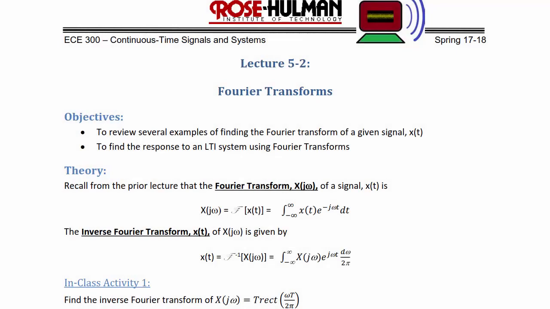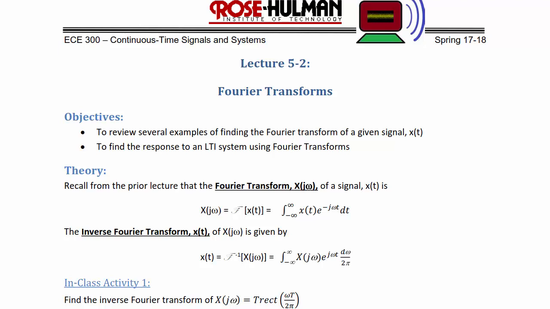Hello and welcome back. Today we will have lecture 5-2 on Fourier Transforms. The objectives are to review several examples of finding the Fourier transform of a given signal x of t and to find the response of an LTI system using Fourier transforms.